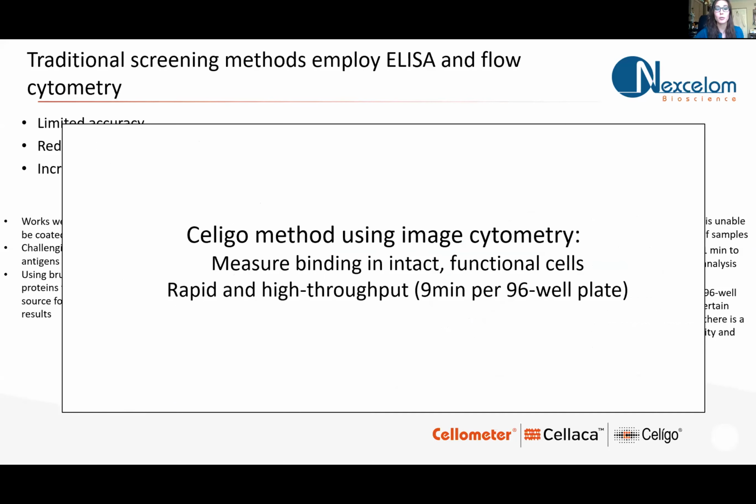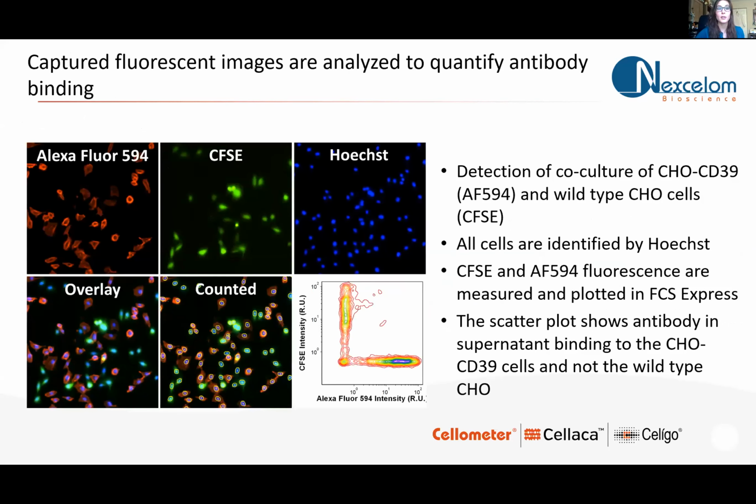So Celigo enables you to do intact functional cell-based assays using high throughput screening. So you can do something like a 96 well plate in about 9 minutes. So the data here is looking for binding of hybridoma supernatant. So here we have CHO cells that are expressing either the antigen of interest, in this case this is CD39, or wild type CHO that are not expressing that.